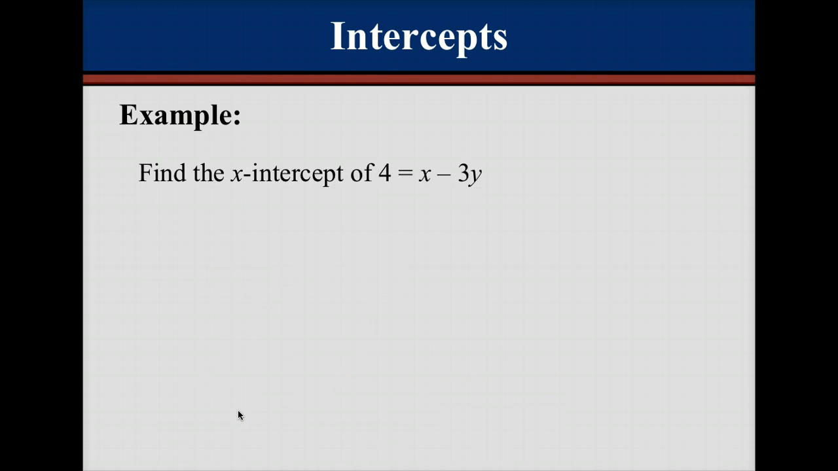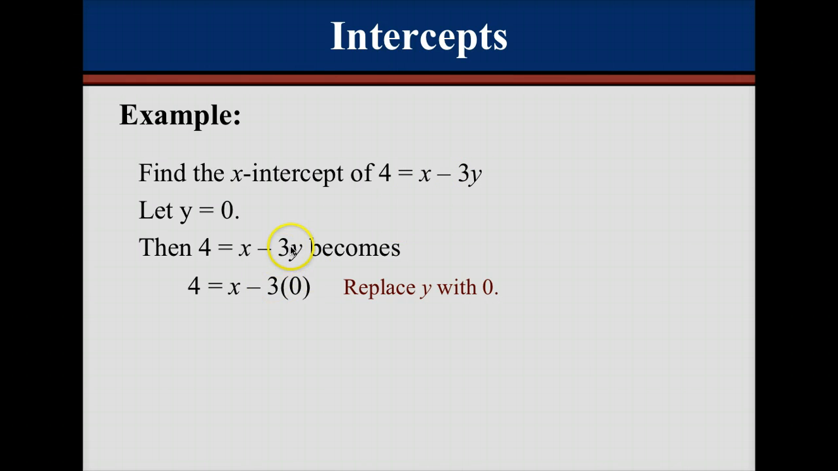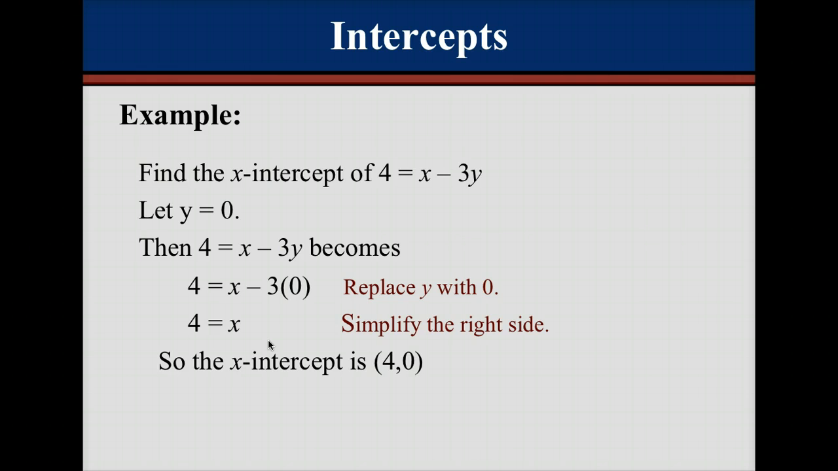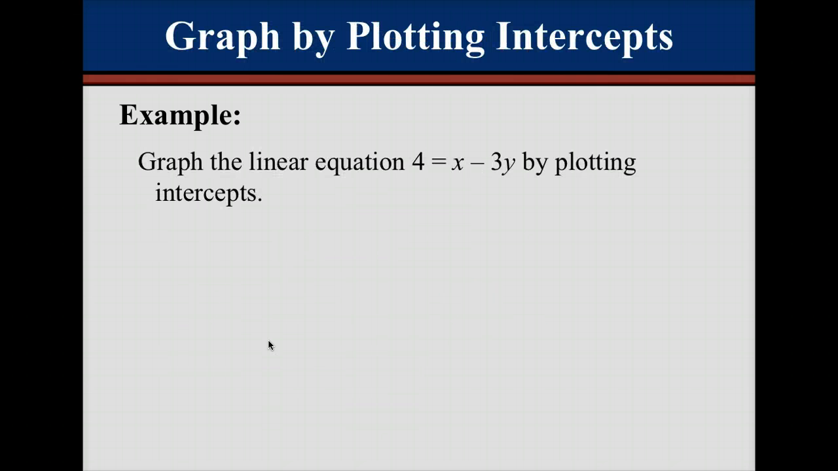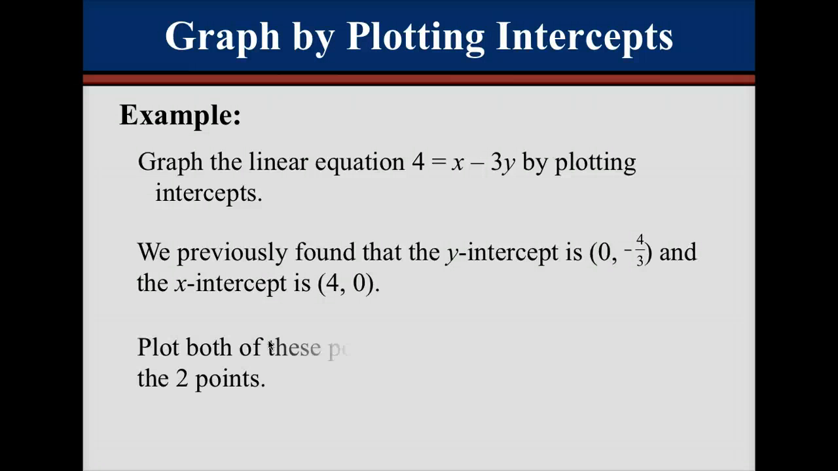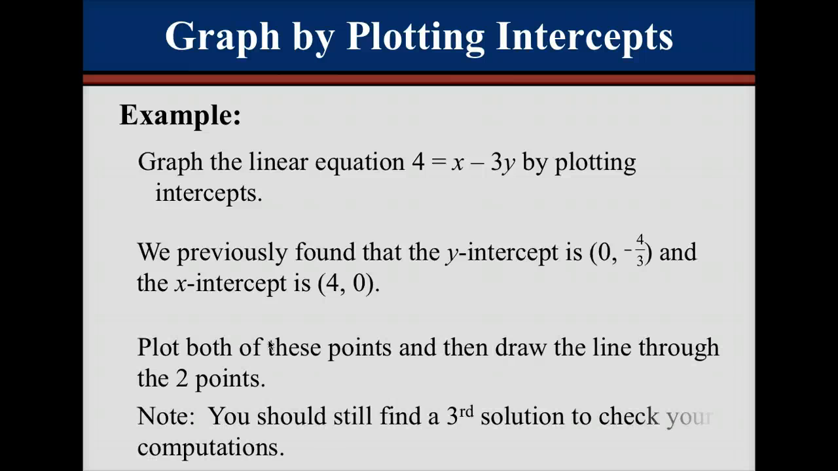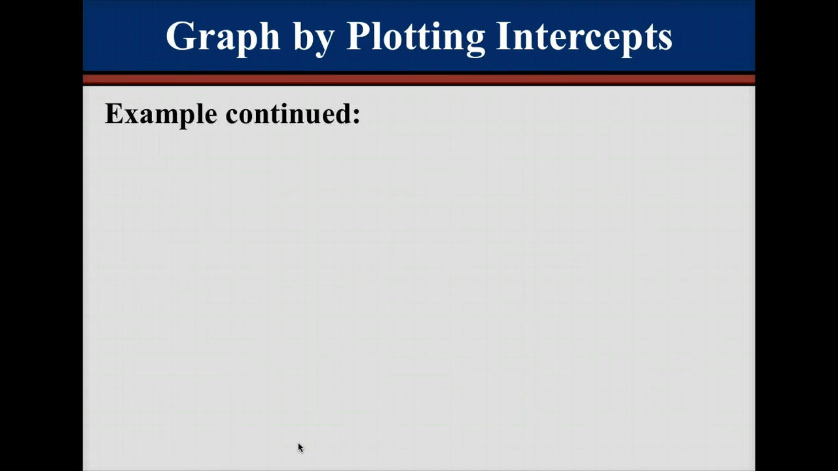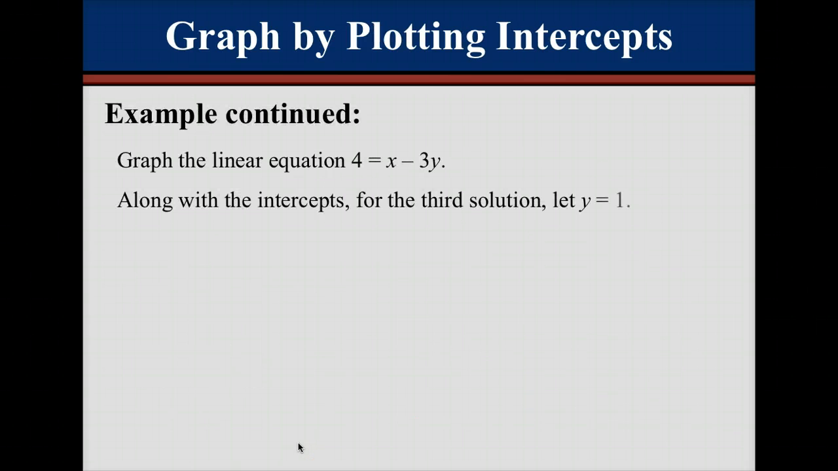Let's find the x-intercept. When we're trying to find the x-intercept, we're going to have y be 0. Anytime you multiply anything by 0, it gets rid of that variable. That's what we're trying to do so we can find out the answer to the other variable. So this point is going to be 4, 0. That is the x-intercept. Plot both of these points and draw the line through the 2 points. You should still find a third solution to check your computations, just to make sure you're doing the math correctly.